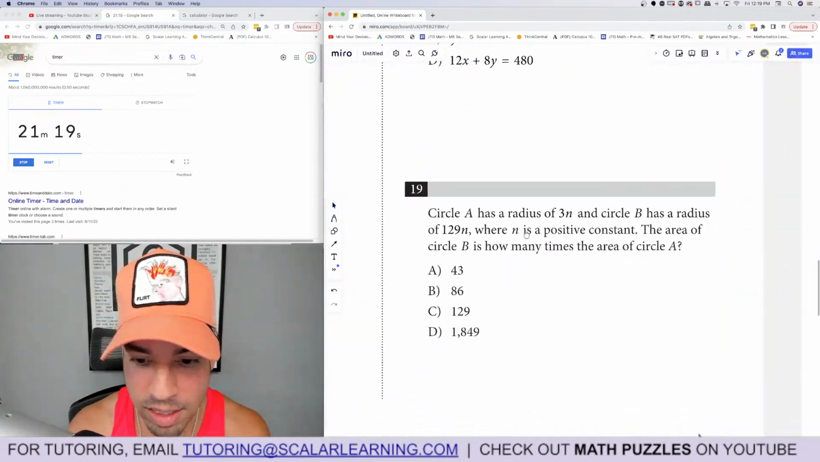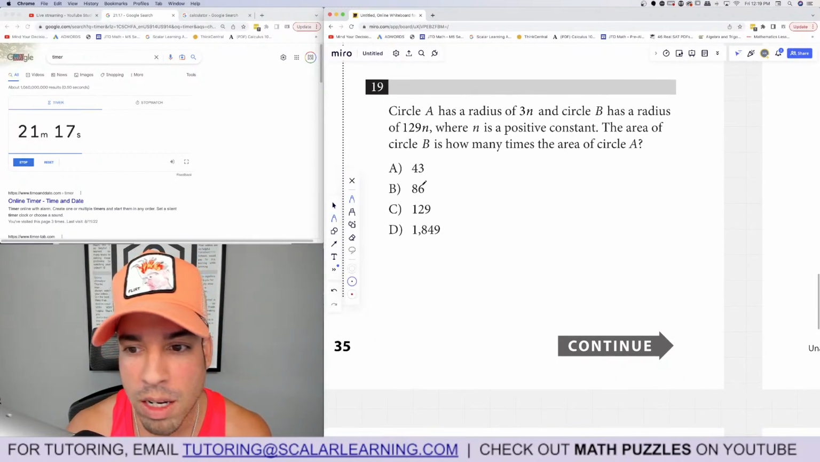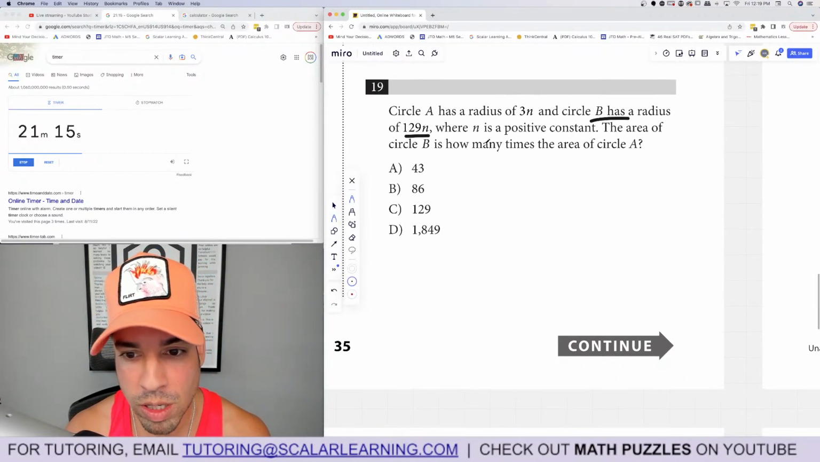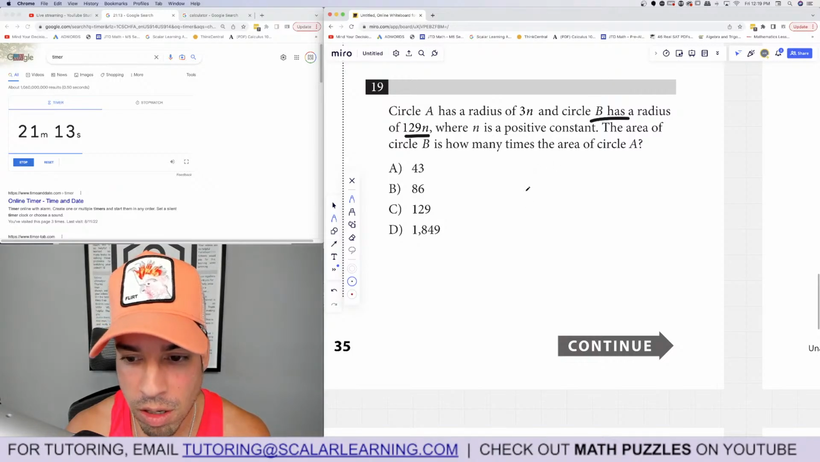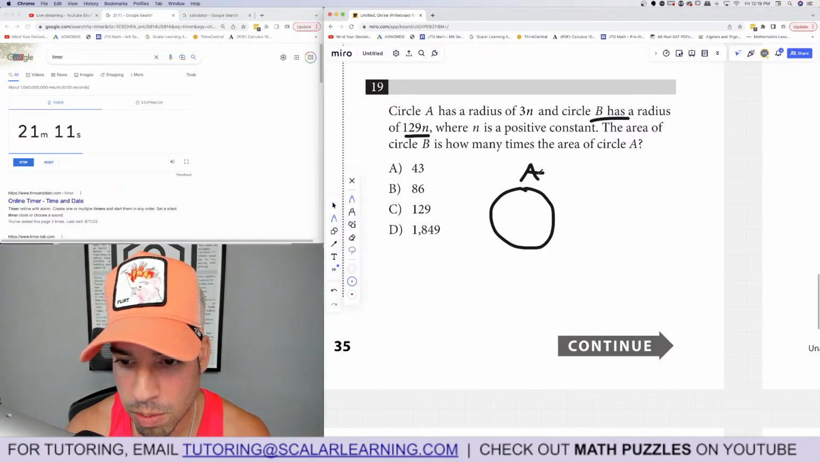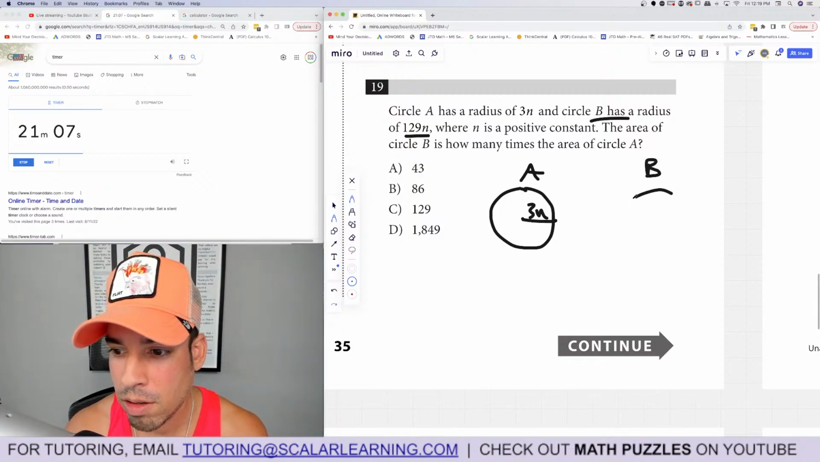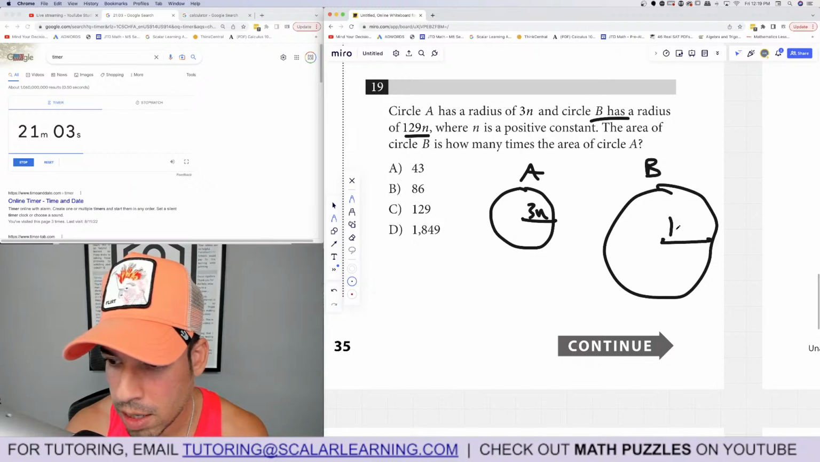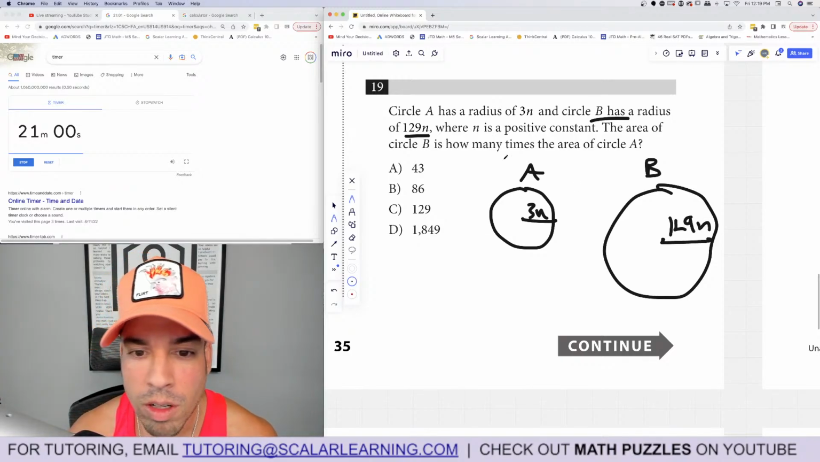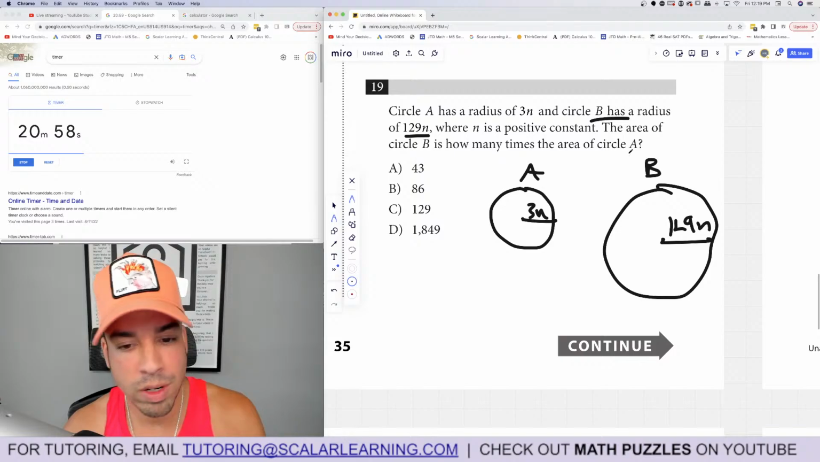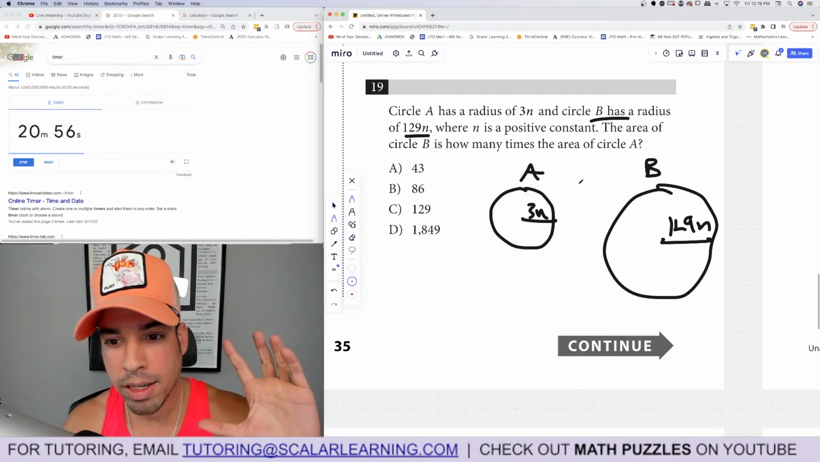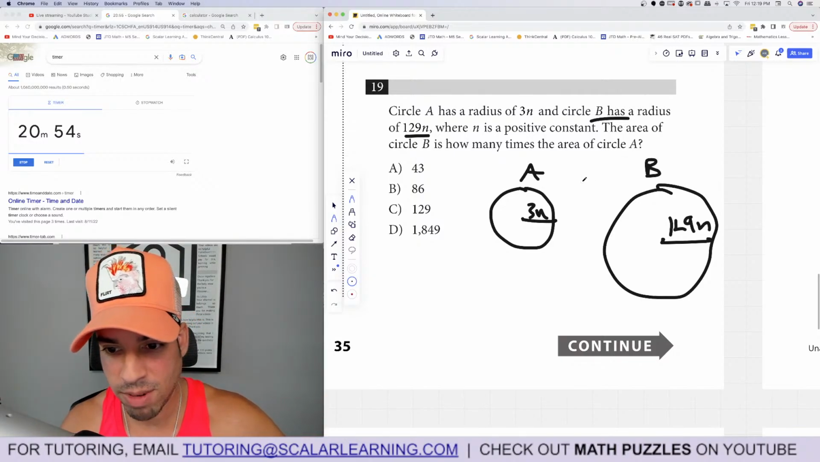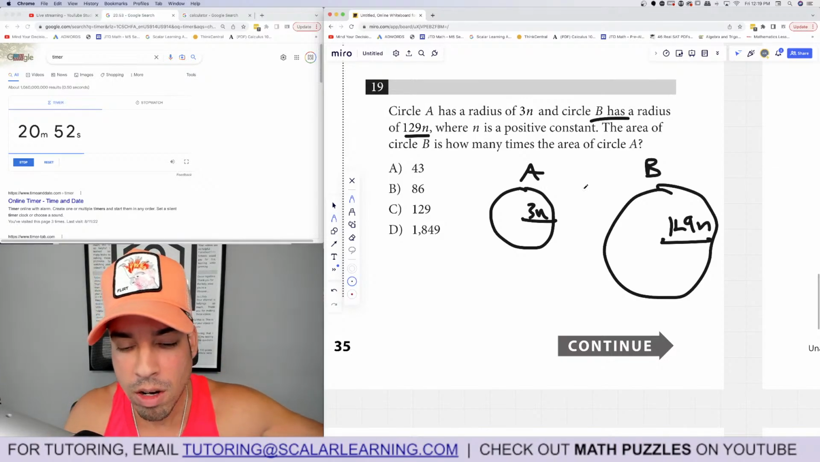Number 19. Here we go. Circle A has a radius of 3n, and circle B has a radius of 129n. Okay, let's draw these out. So we got A, boom, radius 3n. B, boom, whoops, and 129n, okay? The area of circle B, ooh, interesting. Okay, it doesn't even matter about the n, right? It's irrelevant.